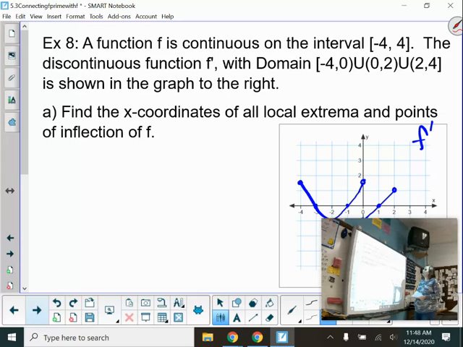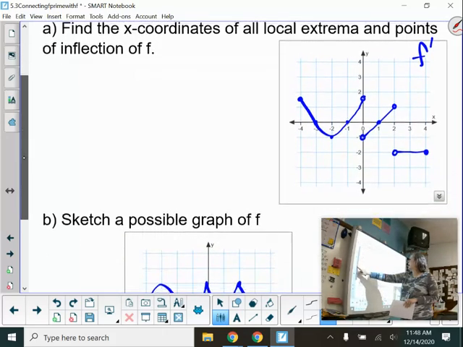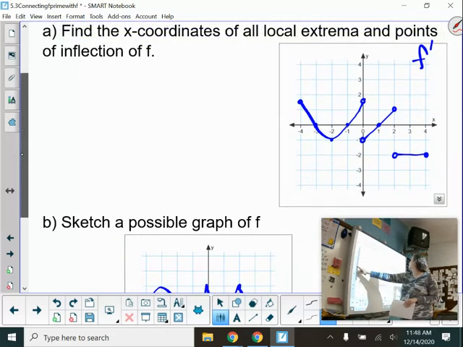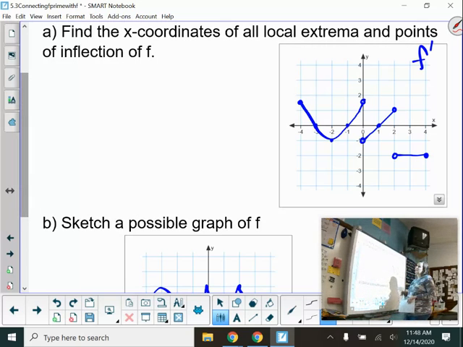This is the last example we're going to look at, and I'll scroll up here in a moment so that you can see the graph of what we have here. So the original function is continuous on this interval -4 to 4. The discontinuous function f prime has this domain, so you can see 0 is not included, 2 is not included in the domain. We want to find the x-coordinates of all local extreme values and points of inflection. And then we also need to sketch the graph. Well, I already have the graph sketched out, so I'll go down to that here in a moment.